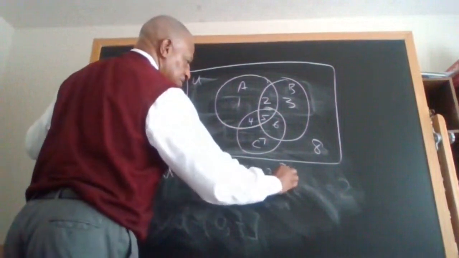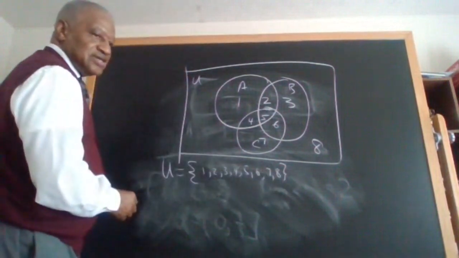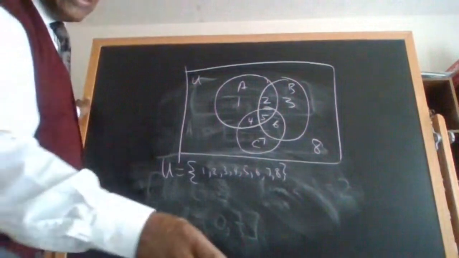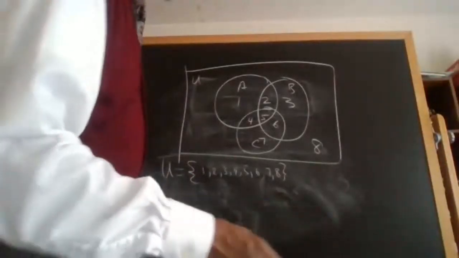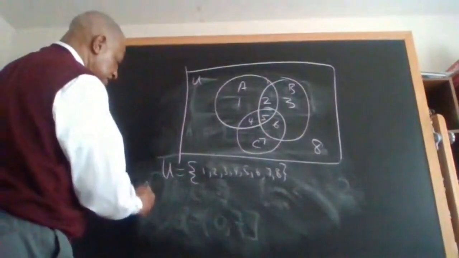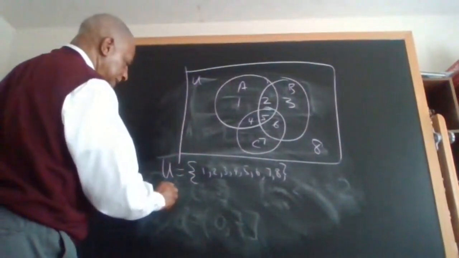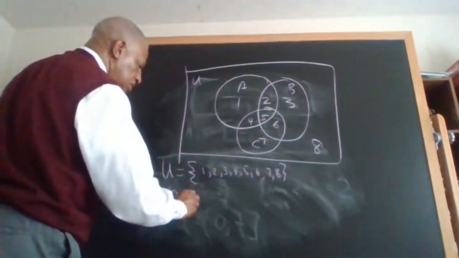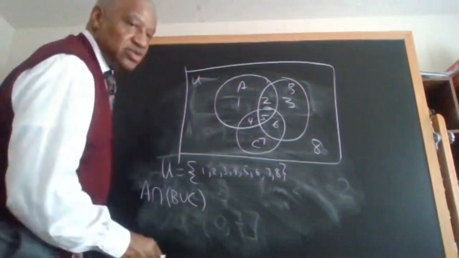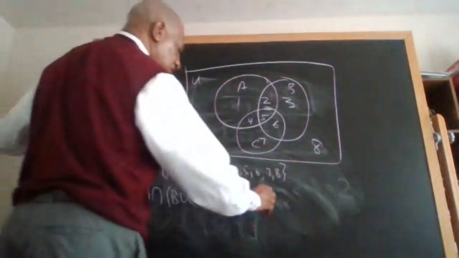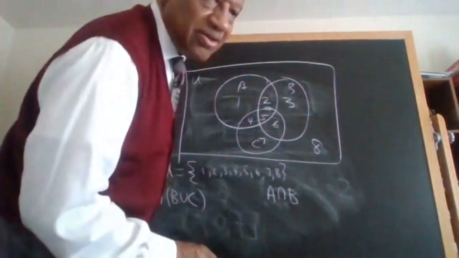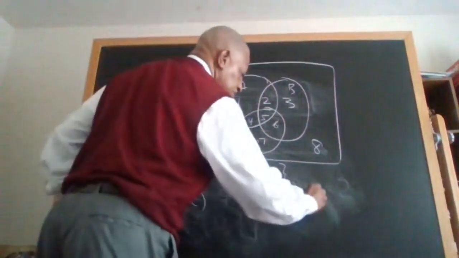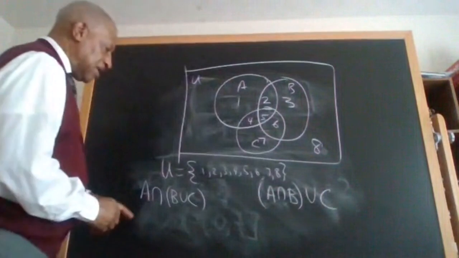All right? So then when you start doing A intersect (B union C) on one side, and then (A intersect B) union C on the other side, do it in terms of these numbers.